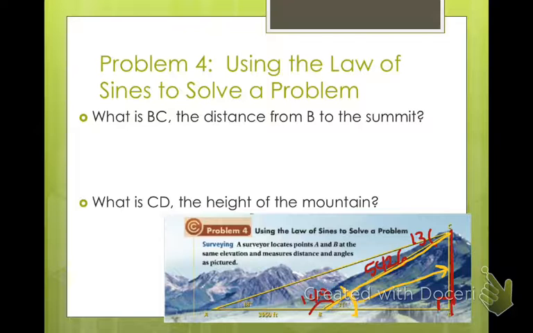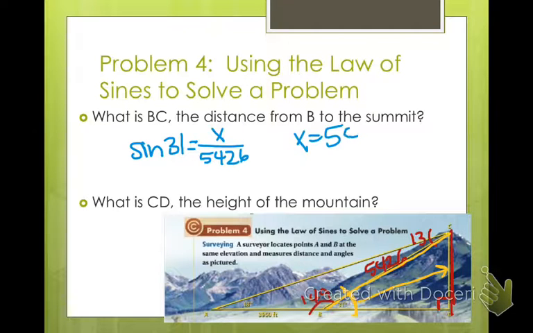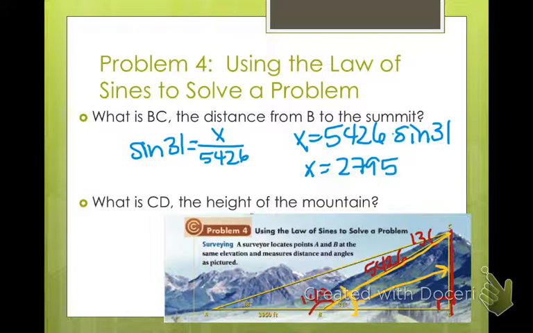So we're going to use sine of 31 degrees equals our opposite side, x, over our hypotenuse, which is 5,426. So to solve for x, you multiply both sides by 5,426. So x equals 5,426 times the sine of 31. Go ahead and plug that into your calculator. What do you get for the height of the mountain itself? I got 2,795 feet.